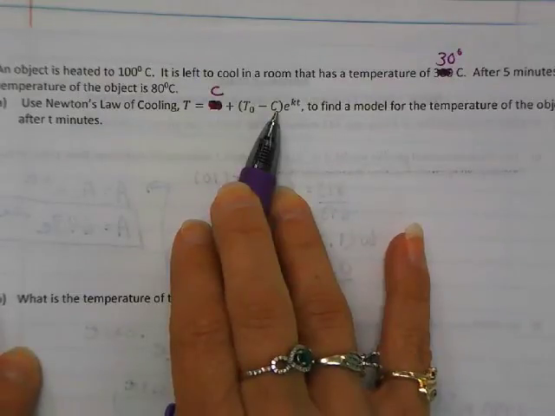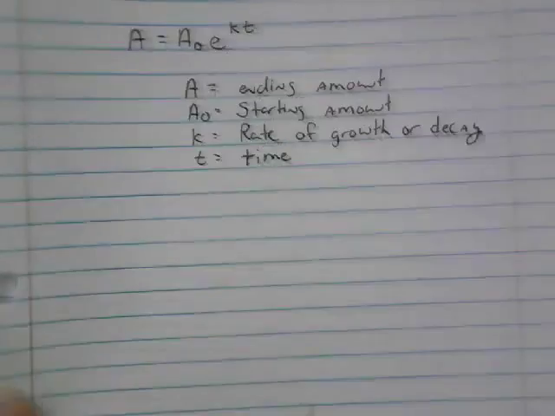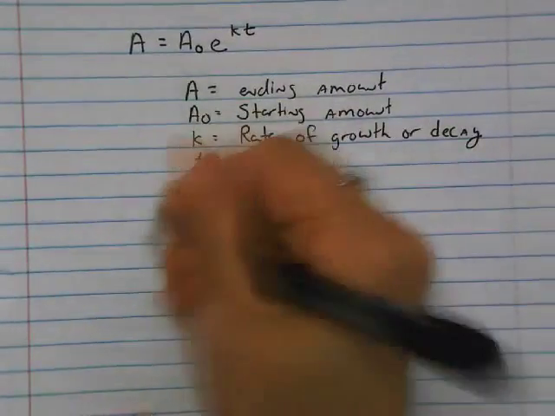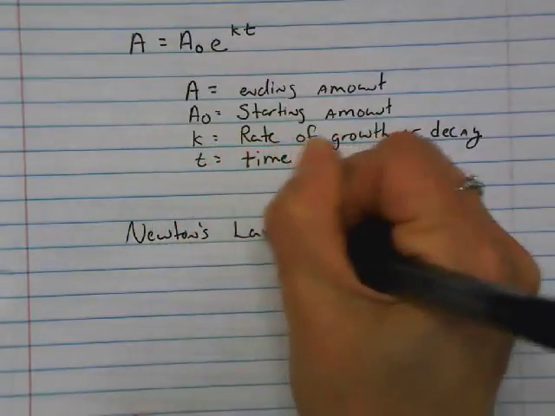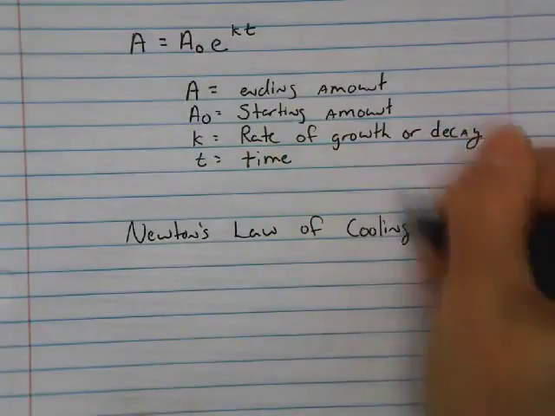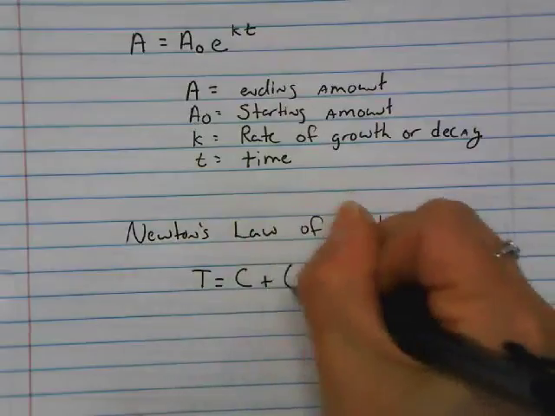If we have time, we can go back here and do it right now. Find your note sheet, and we can go ahead and talk about Newton's law. Okay? So, Newton's law: T is equal to C plus T sub 0 minus C e to the kt.